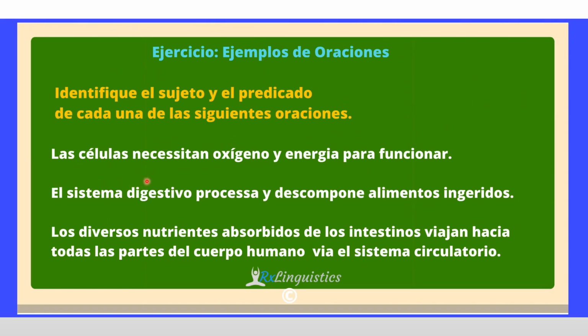Okay, after module 1, here is what you have. If you have a sentence like this: Las células necesitan oxígeno y energía para funcionar. El sistema digestivo procesa y descompone alimentos ingeridos. Los diversos nutrientes absorbidos de los intestinos viajan hacia todas las partes del cuerpo humano vía el sistema circulatorio. So, these are sentences. After module 1, when you see a sentence like this, you know what is an article, what is a noun, what is a verb, what is an object, you will know everything. Okay?